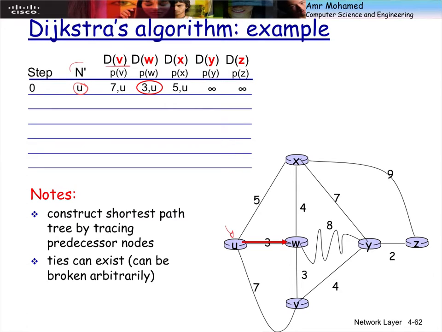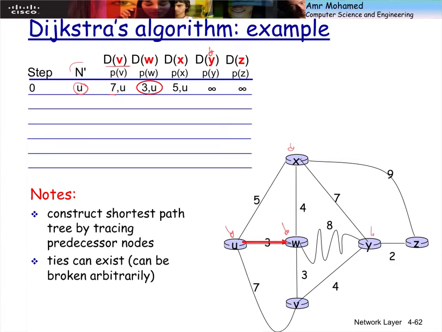And then we have to calculate the distance of all the nodes, right? So by default, of course, the predecessor to all the nodes will be U, right? So which means that if I need to go to V, okay, I know the cost to V, which is 7, right? And the predecessor is U. If I need to go to W, what I know now in terms of distance is that to go to W, I have to incur a cost of 3, and the predecessor is U, right?